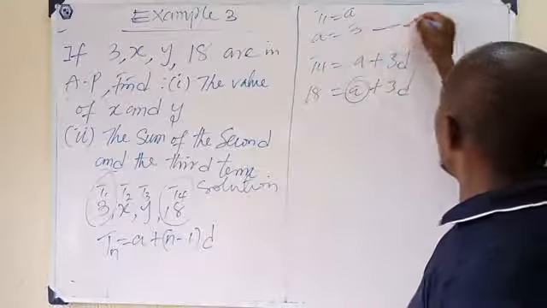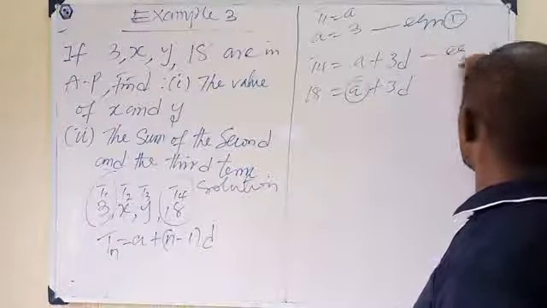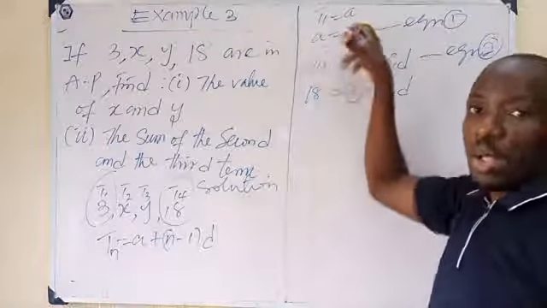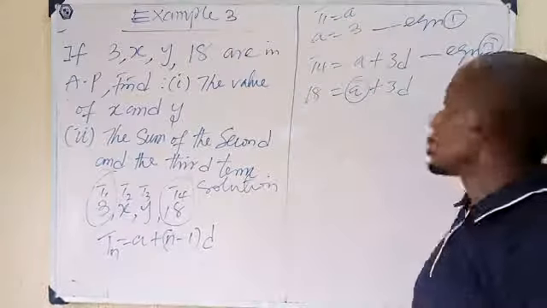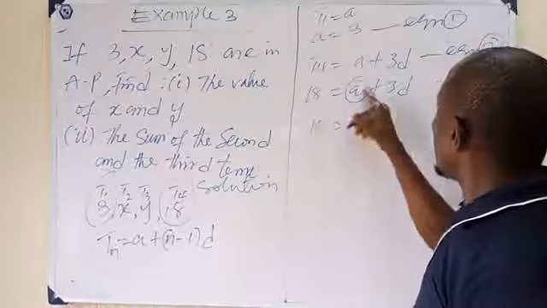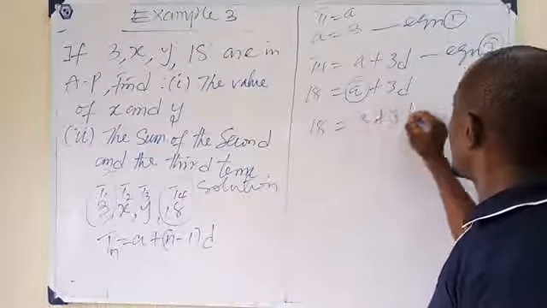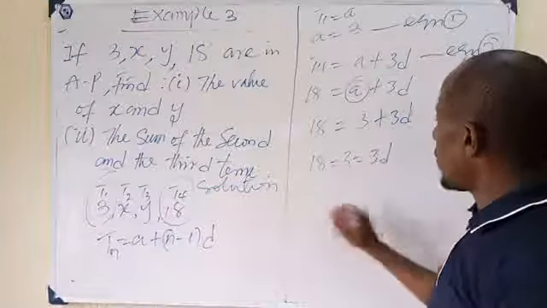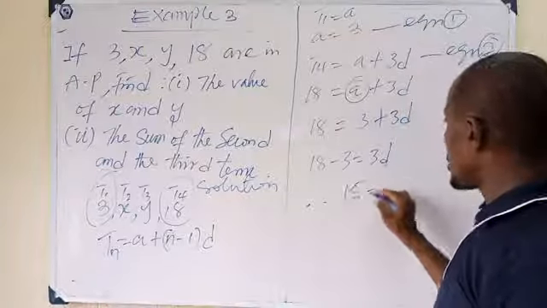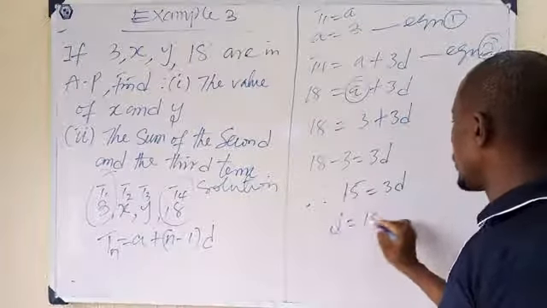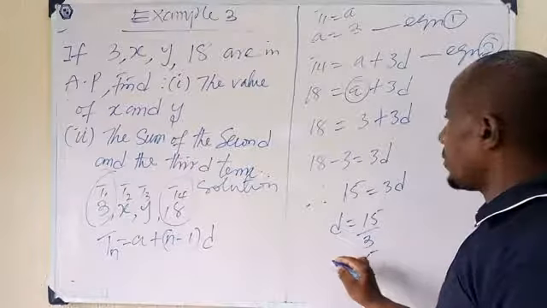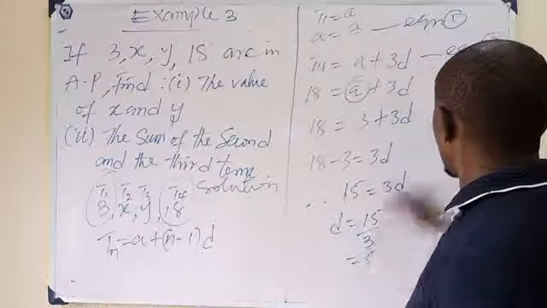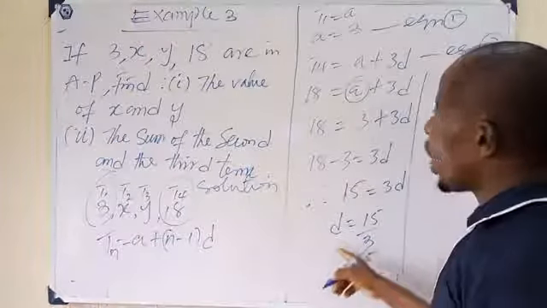Let's call this one equation 1 and this one equation 2. From equation 1, we can easily see that A is 3. We substitute this A into equation 2. If we do that, we have 18 is equal to 3 plus 3D. So 18 minus 3 is equal to 3D. Therefore, 15 is equal to 3D, and D is equal to 15 over 3, which is 5. We have not answered the question yet, but we have obtained the common difference.